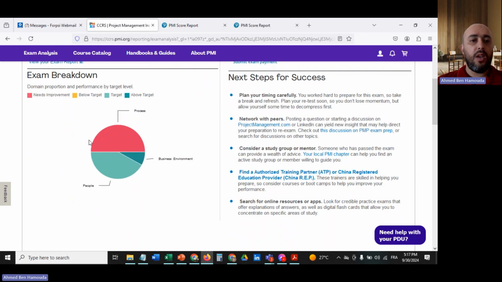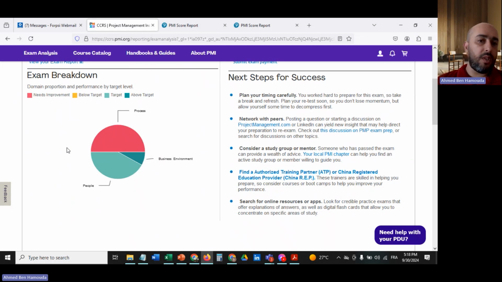You can see here that in the exam we have 3 domains. So you can see which domain needs improvement and which domain is below target. If you have needs improvement or below target, that means you failed. If you have target or above target, that means you've succeeded in your exam, right?